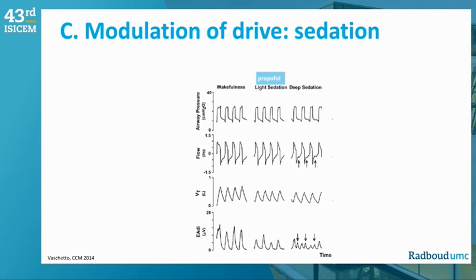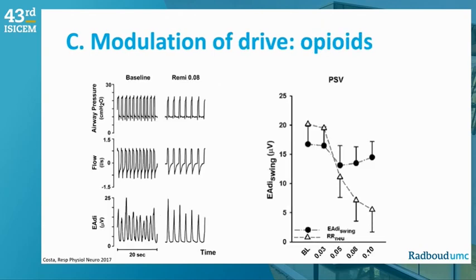Okay, we can also modulate drive by sedation. Right here, a nice study from the group of Paolo Navalesi at different levels of sedation using propofol. Respiratory drive is assessed by electrical activity of the diaphragm. The higher the level of propofol, the lower the electrical activity of the diaphragm. So propofol is an excellent agent to modulate respiratory drive, but not opioids. Sometimes people try to modulate respiratory drive using opioids.